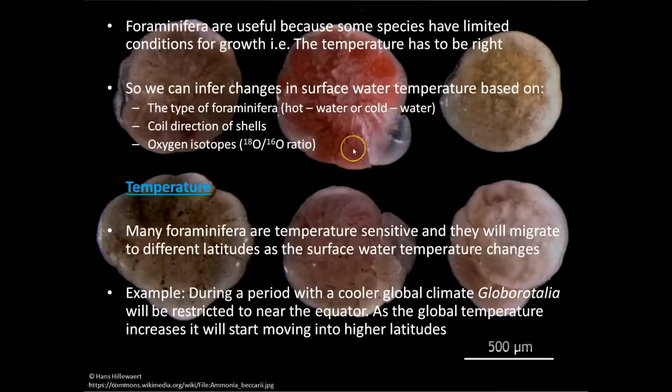So let's look at the three pieces of information that we can get from these foraminifera. Obviously, as mentioned, the first one is temperature, in terms of what type of foraminifera do we have. Many foraminifera are temperature sensitive, and they will migrate to different latitudes as surface water temperature changes. For instance, let's say we're in the area around New York, around 2.6 million years ago. The climate in that area probably would have been relatively temperate, relatively similar to the climate that New York experiences now.